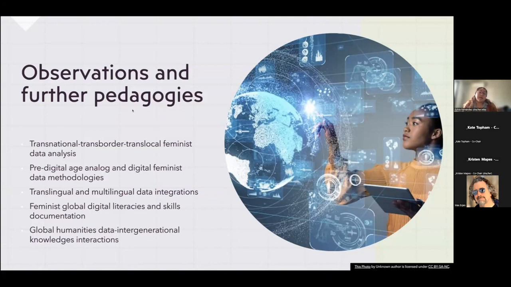And the global humanities data intergenerational knowledge interactions are also connected with this pre-digital age analog data, which is the practices that many of the mothers and activists have been carrying on since early days in the 90s, where they used other methodologies to compile this data, to contextualize it, and to preserve it differently from how it's happening in the present.